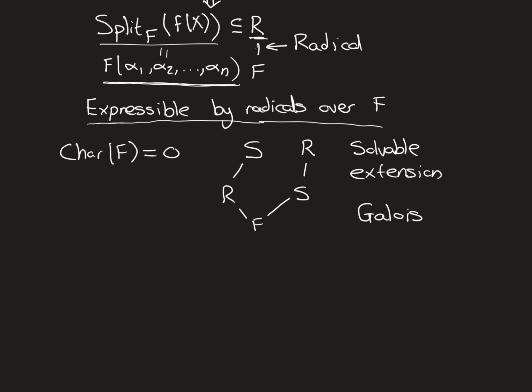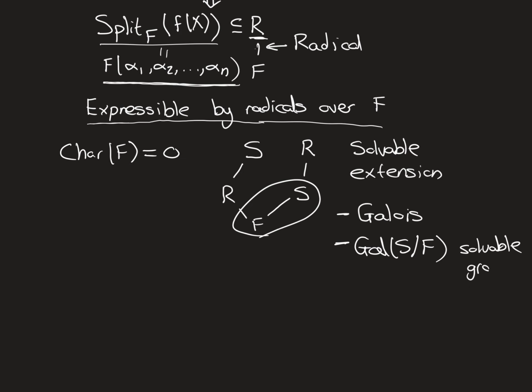infinite Galois theory. So a solvable extension is a Galois extension in which the Galois group, so Gal of S over F, so S is our solvable extension of F, so we can use this picture here for this, needs to be a solvable group. That's the definition of a solvable extension, a Galois extension in which the Galois group is a solvable group. So I'll just remind you what a solvable group is.